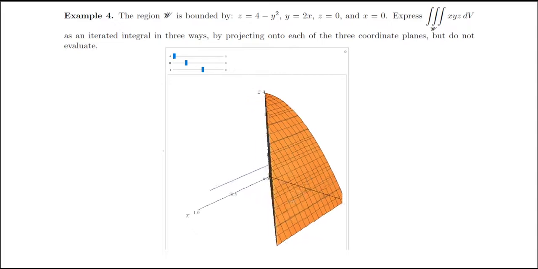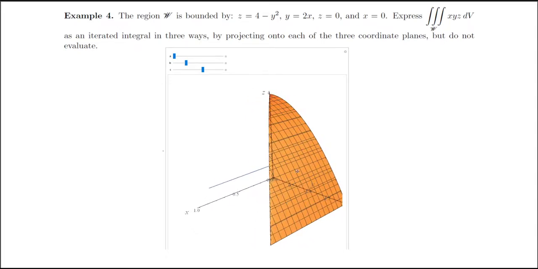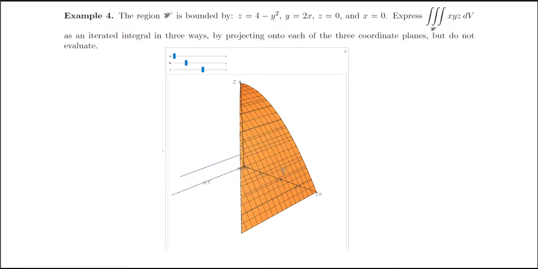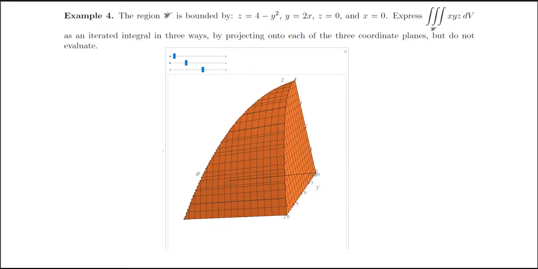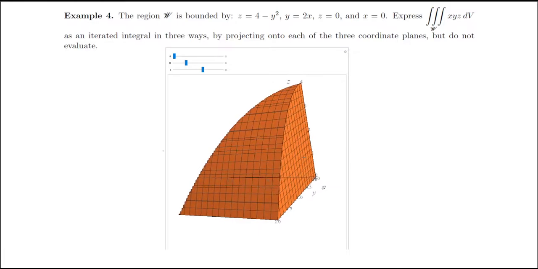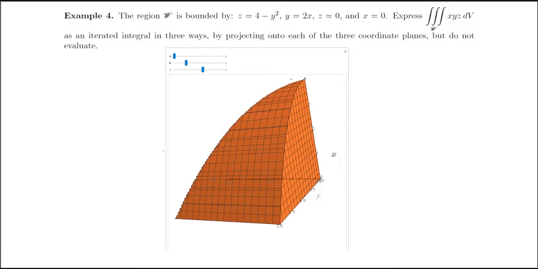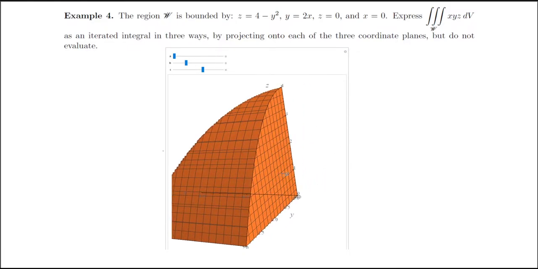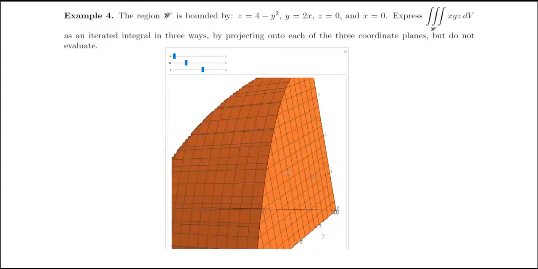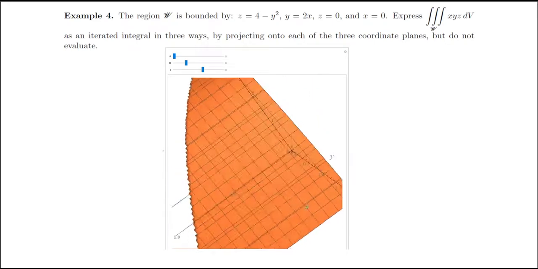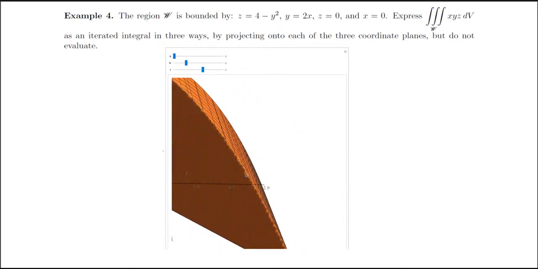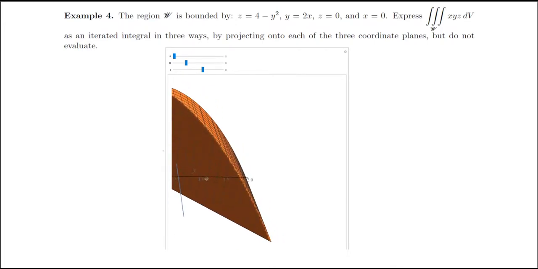And then if we look at this line, it is going to poke through the very back here. Hard to see a little bit, but right there. It's going to poke through. So this plane right here is the YZ plane, so this is the plane x equals 0. So that is going to poke through the rear. So that tells us exactly how we can split up our region into the different integrals.